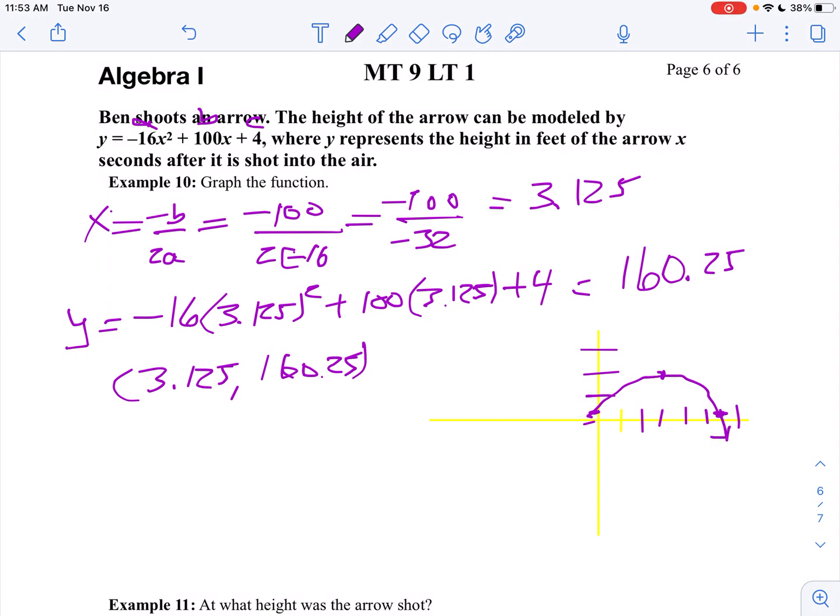Now, I'm going to stop at 0 because this is a real life application. You can't have a height that's negative. So that's all I'm going to do for my graph. I could have just graphed this in my first quadrant. Probably should have just graphed it in the first quadrant.